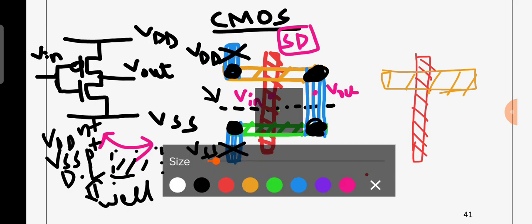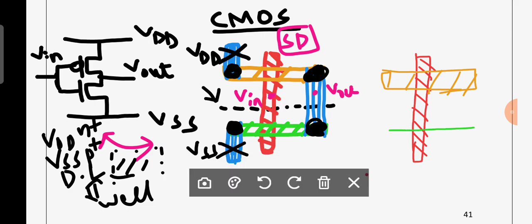Now I have to take an N diffusion. Now you can observe this is my N diffusion. It is closely separated. I hope you are clear.